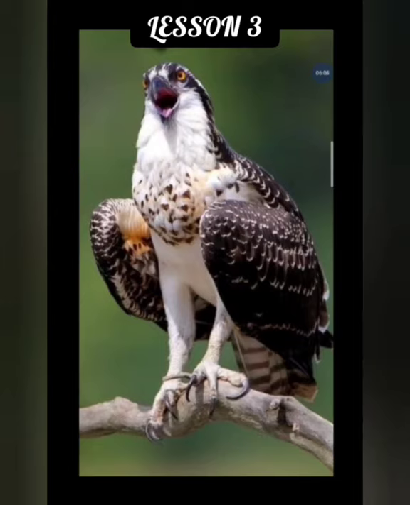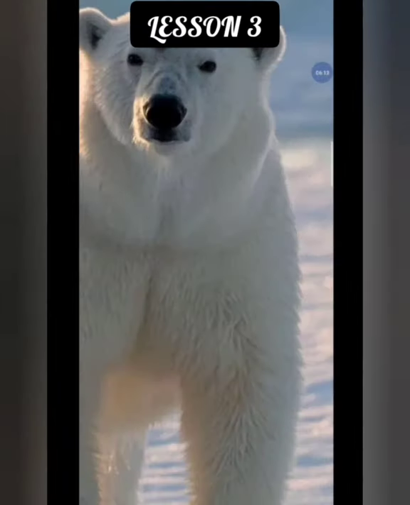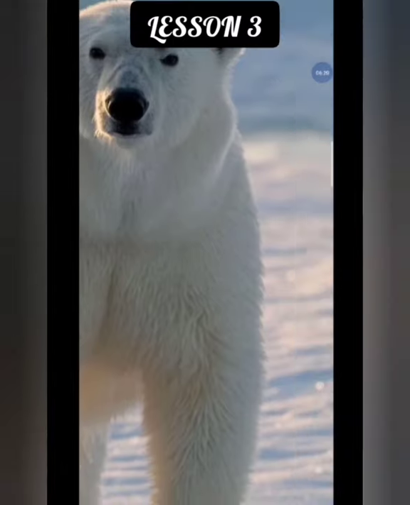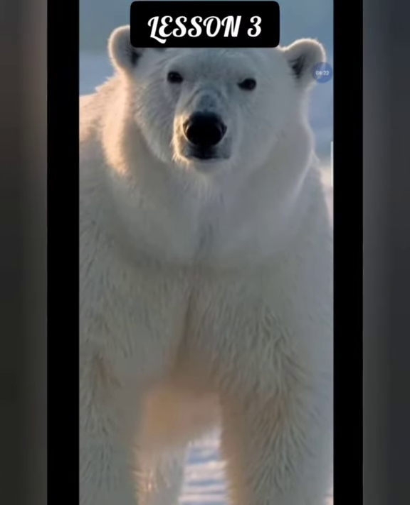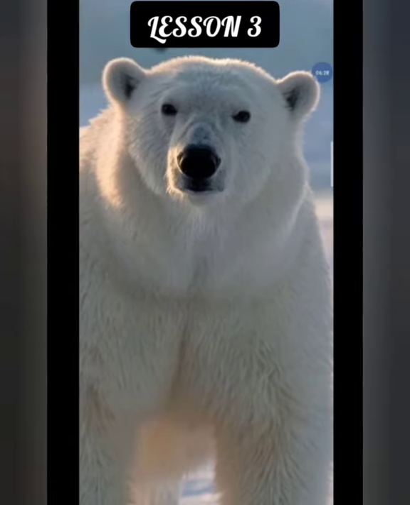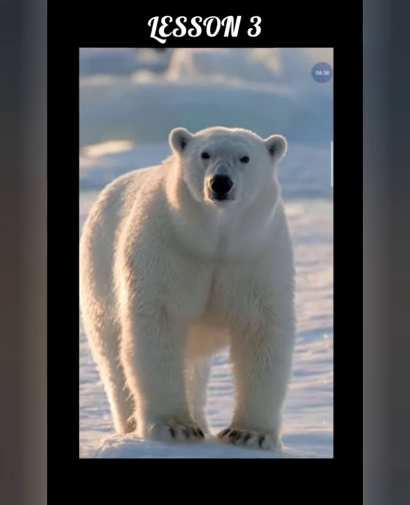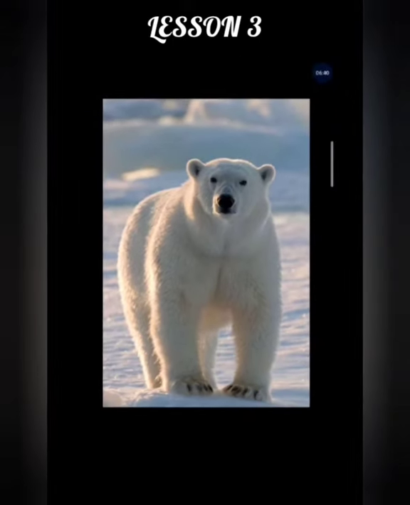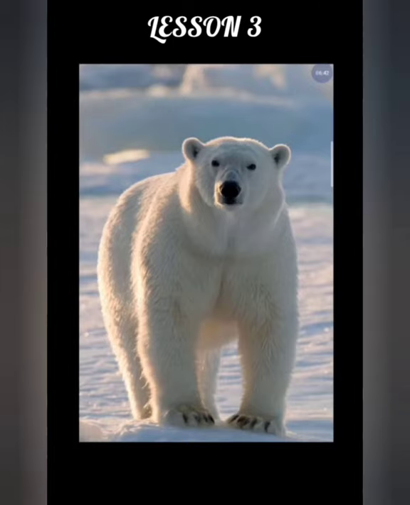Ninth one, polar bears. Have thick white fur that blends in with the snow around them and helps them to keep warm. Last one, 10th one, moths. Mimic owl-like eyes on their wings to scare predators.